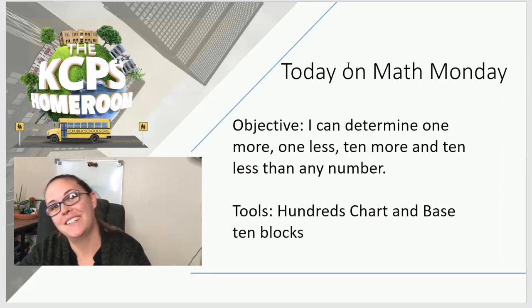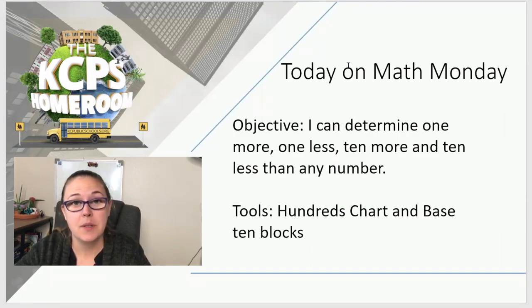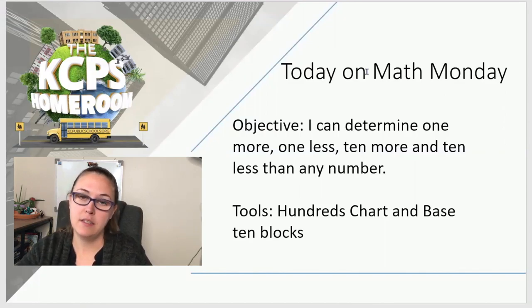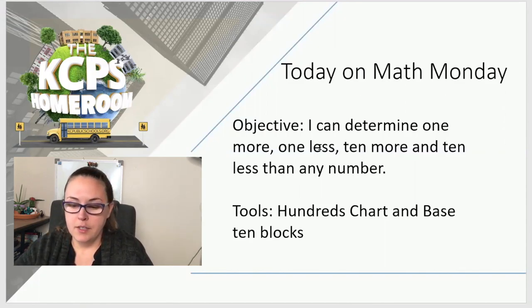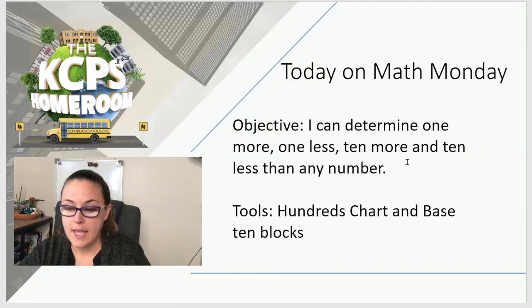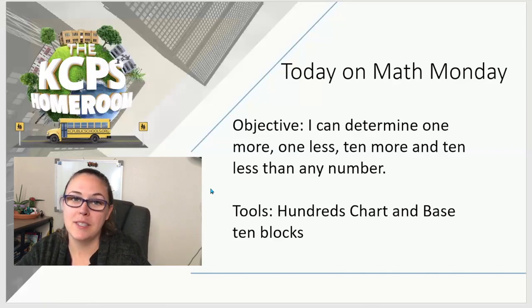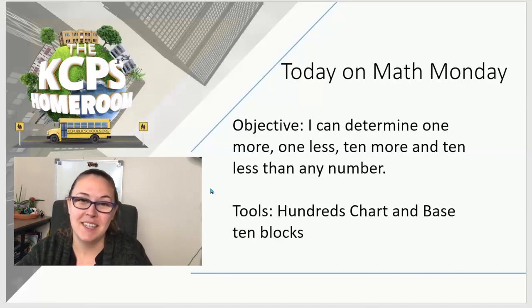Hi, friends. How are you doing today? This morning, we are going to build on our knowledge that we started working on last week in regards to place value. So this week, we are going to have a very focused lesson that stems from place value and goes into comparing numbers. So our objective today is I can determine 1 more, 1 less, 10 more, and 10 less than any number. So by the end of this lesson today, you should be able to think of any number and be able to tell me what is 10 more than that number, what is 10 less than that number, what is 1 more than that number, and what is 1 less than that number.